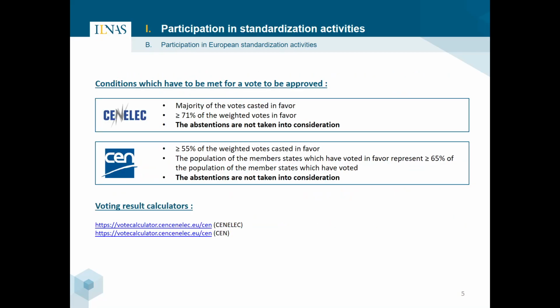When it comes to the conditions to approve a ballot on a standard in development, the rules again slightly differ from those at international level. For CENELEC, the majority of the votes has to have been cast in favor, and more than 71% of the weighted votes need to be in favor, not taking into account the abstentions. For CEN, more than 55% of the weighted votes need to have been cast in favor, and the population of the member states which have voted in favor need to represent more than 65% of the population of member states that participated in the vote, again, not taking into account the abstentions. Interesting to note is that CEN and CENELEC provide online voting calculators which can be used to simulate the voting results.